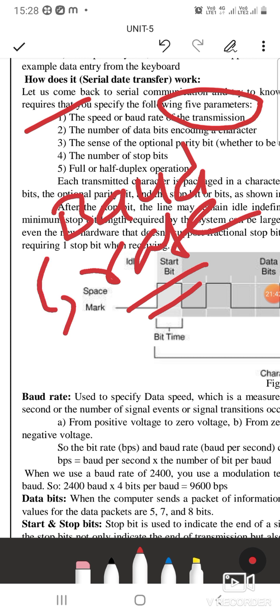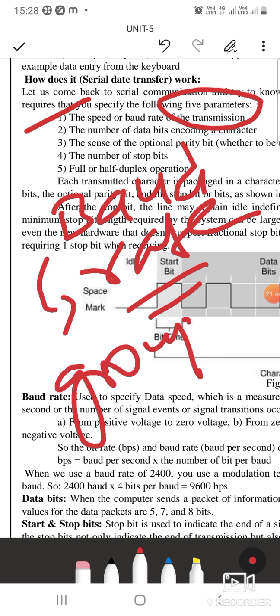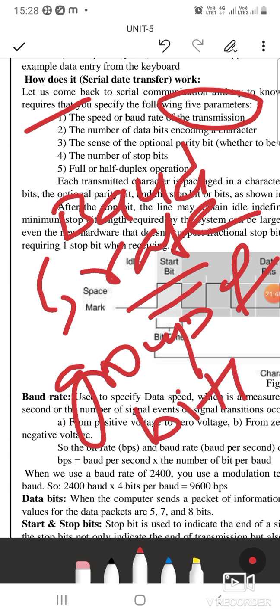Baud means you will be having a group of bits. Baud means a group of bits, like a group of 4 bits we call a baud, or a group of 8 bits we call a baud, a group of 5 bits we call a baud. So a group of 4, 5, 6, 7 or 8 bits we call a baud. So baud rate means the number of bauds you are transmitting per second.